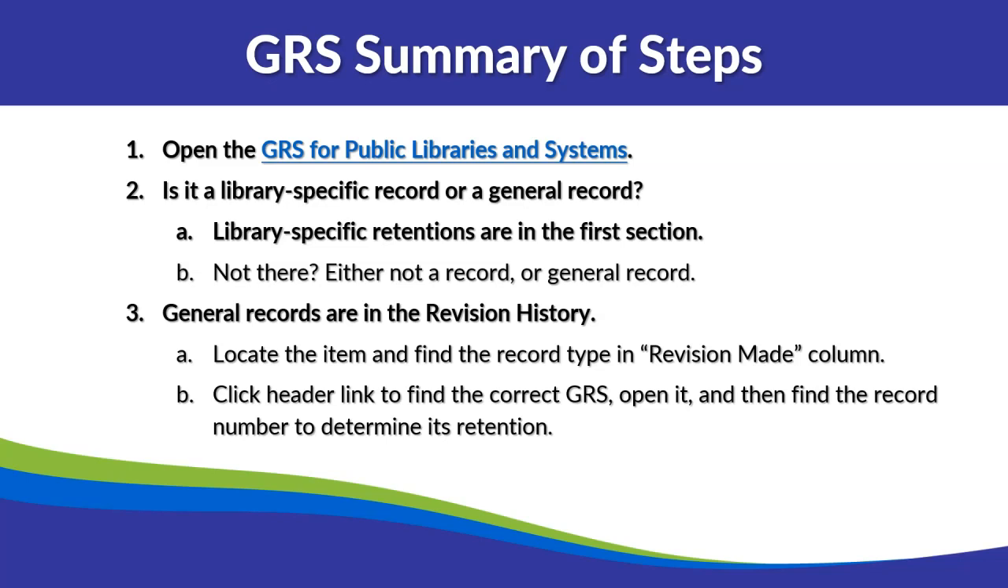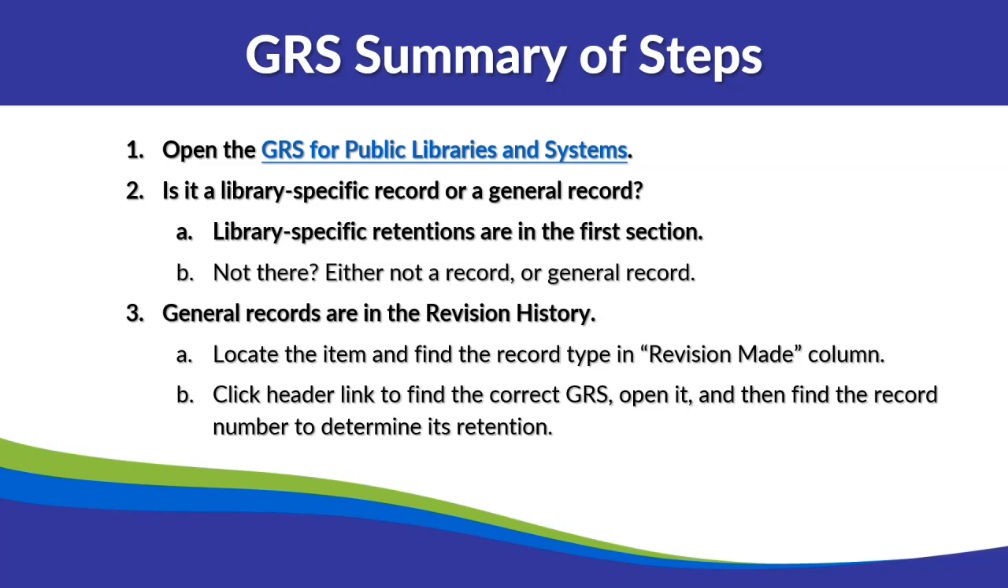In sum, here are your steps when using the GRS for public libraries. Step 1 is to open the GRS. Second, you must determine whether the record is a library-specific record or a general record. Library-specific records are in the first section of the GRS. If your record is not there, then it is either not a record or it is a general record. If it is not a record, it will be found in the closed series section, and there is no retention requirement, so you can keep or dispose of it as you wish.